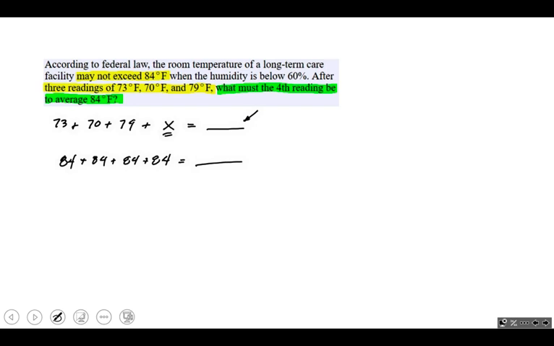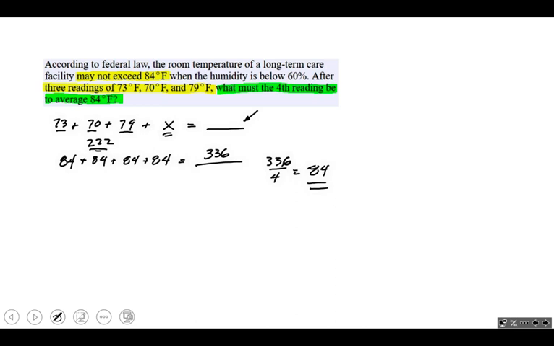So if we take 84 times 4, that's going to give us 336. And 336 divided by 4, as I said, gives us 84. So we know that a total of 336, when we divide by the number of numbers in this list, 4, we come up with 84. So let's see, what's our next step? We need to know the sum of these 3 numbers, 73, 70, and 79. And that happens to be 222. So we take those 3 numbers, we add them together, we get 222.